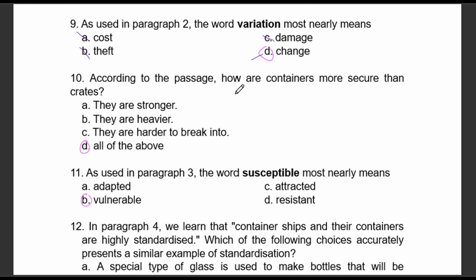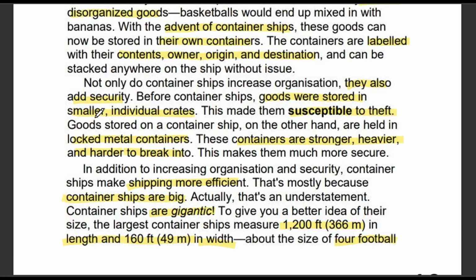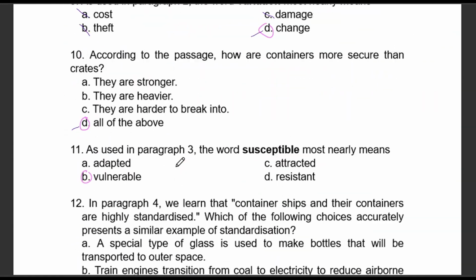According to the passage, how are containers more secure than crates? A. They are stronger. B. They are heavier. C. They are harder to break into. D. All of the above. The correct answer here is D. All of the above. So the reading tells us that containers are stronger, heavier, and harder to break into when you compare them to crates. Because of all of these reasons, option D, all of the above, is the correct answer.